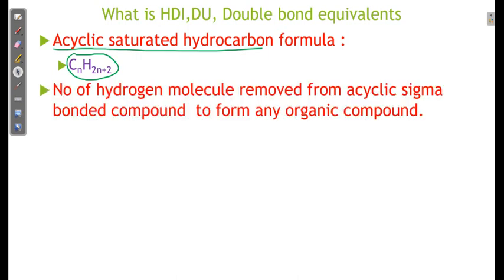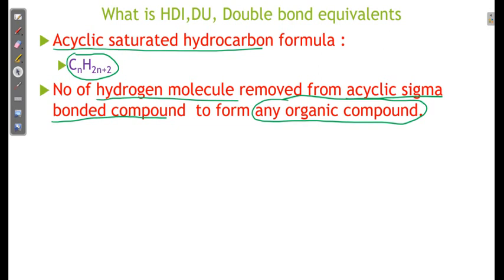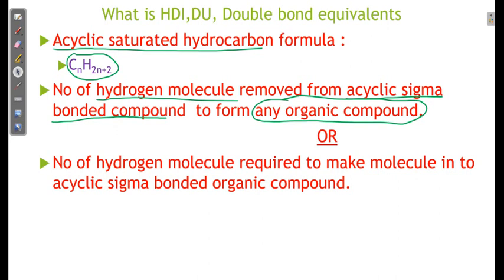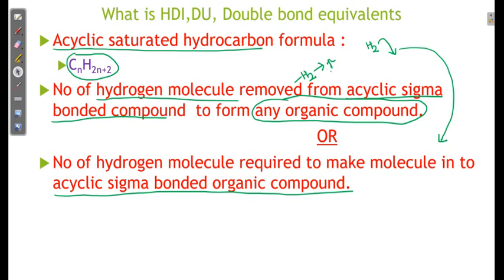Let us go ahead. So what is a hydrogen deficiency index? We can say it is the number of hydrogen molecules removed from the acyclic sigma bonded compound to form any organic compound. After discussing one definition, we move to the other definition: the number of hydrogen molecules required to make a molecule into an acyclic sigma bonded organic compound. So there are two possibilities. One is hydrogen molecules we are adding, and another case is hydrogen molecules we are removing.